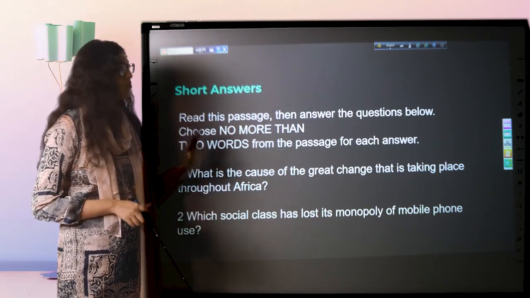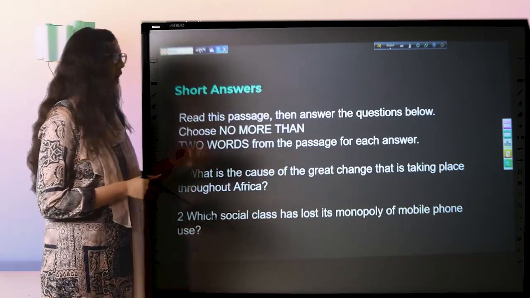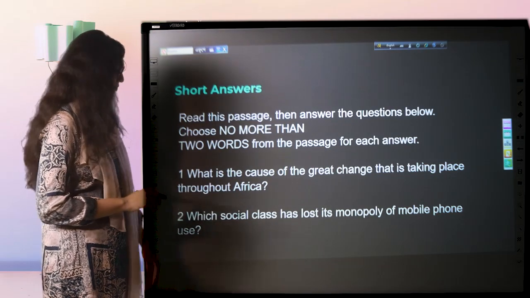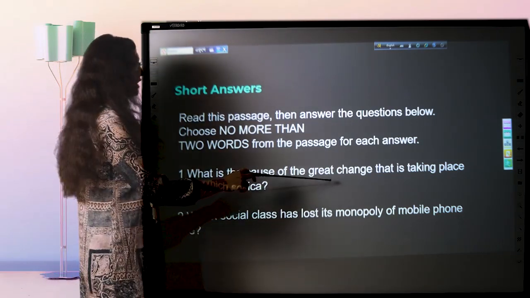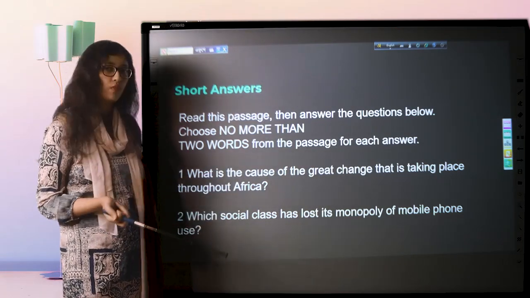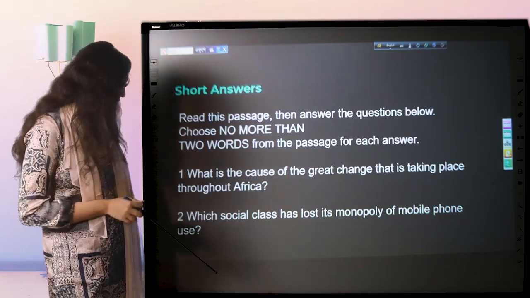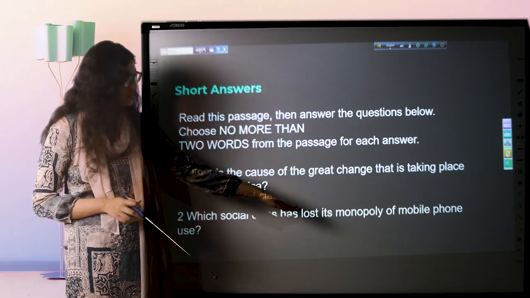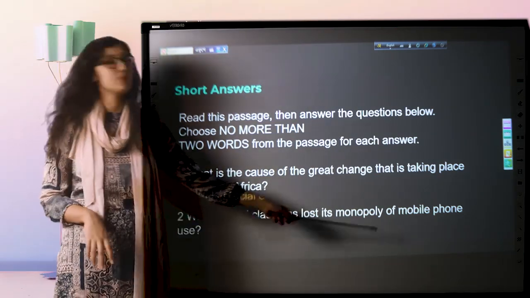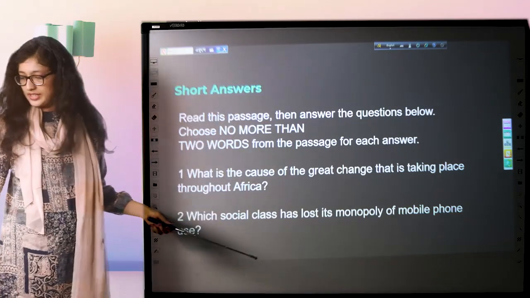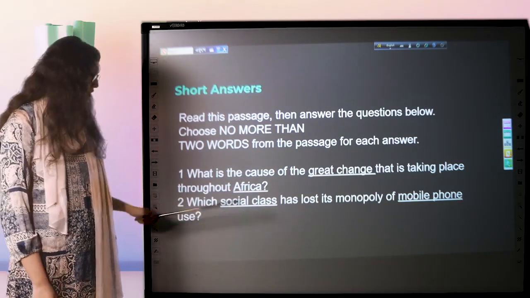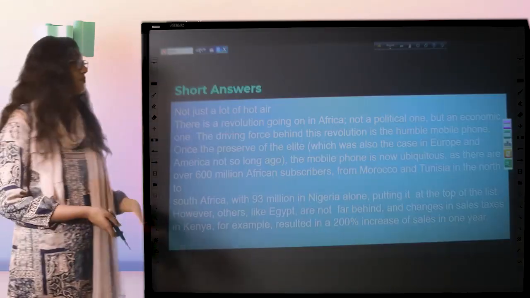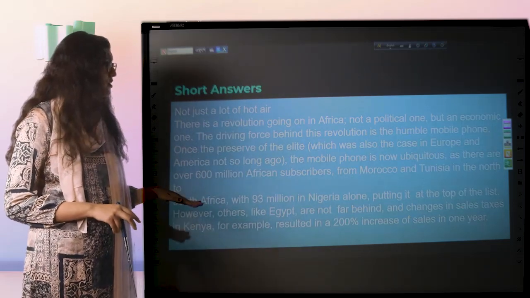Again, before reading the passage, you can skim through the question and highlight the important things. If I were you, in the first question, grade change is kind of important, so I would say that's something to look for in the passage, and Africa as well. For the second question, social class is important, and it says has lost its monopoly of mobile phone use, so mobile phone also seems kind of important. So I would highlight the points here, as you can see: social class, mobile phone use, grade change, and Africa.